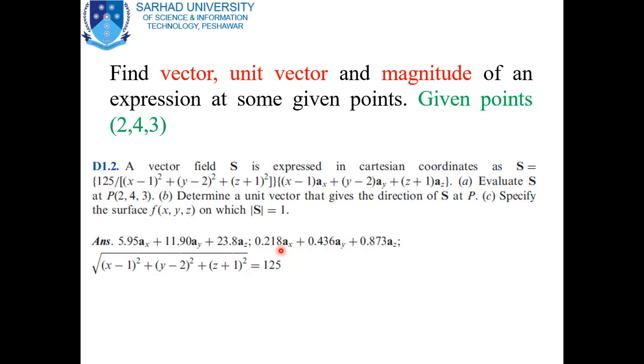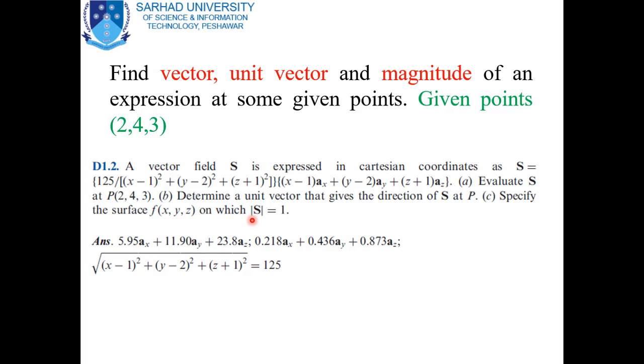But remember that when a unit vector has 3 components, then the coefficient of ax, ay and az must be less than 1. At the third part of this question, they say to find an expression which is a function of x, y, z, on which the magnitude of s is equal to 1. So we will take magnitude of s equal to 1, and we will have to obtain an expression which is a function of x, y, z.